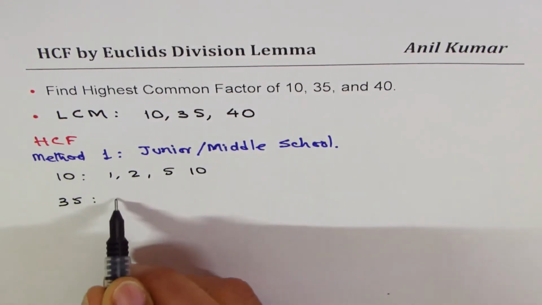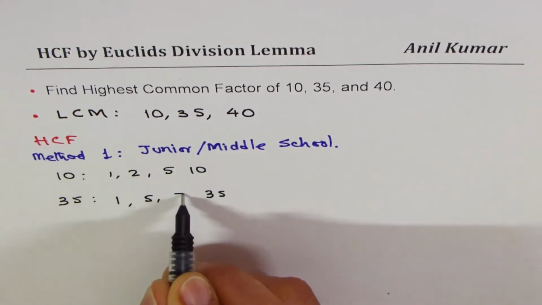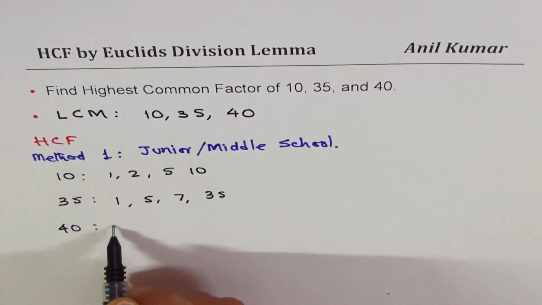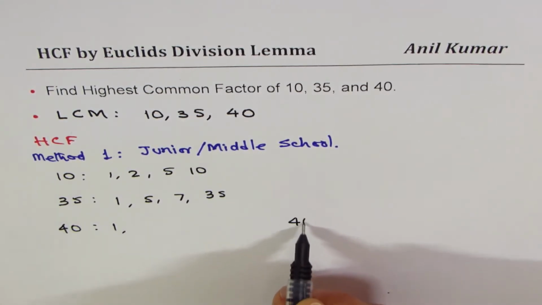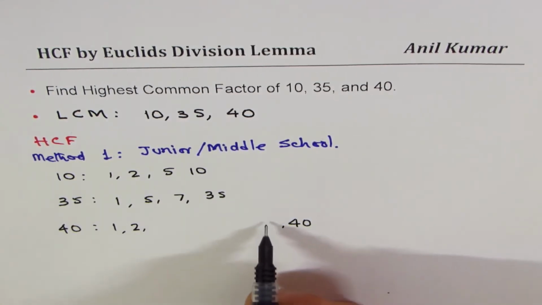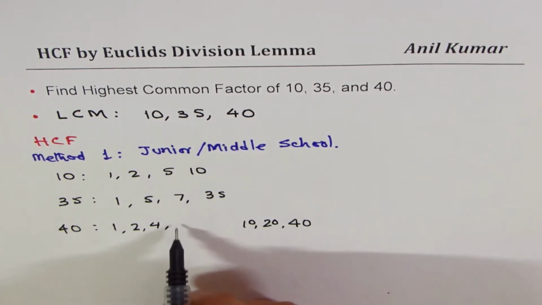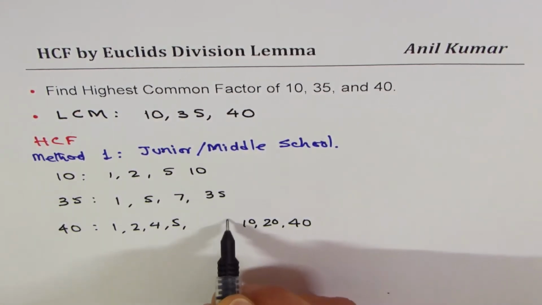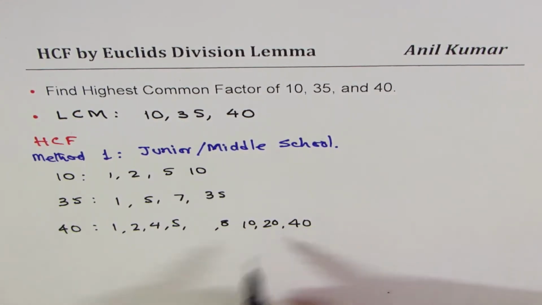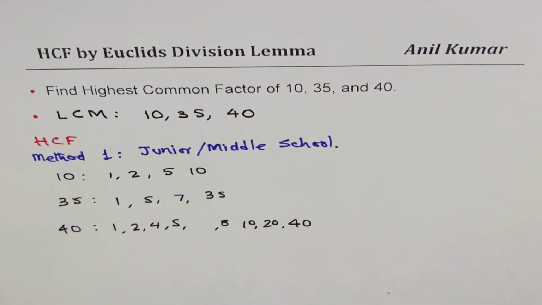For 35, we have 1 times 35, and we know 5 times 7 is 35. For 40, the factors are 1 times 40. There are many factors for 40. We could have 2 times 20, right? 4 times 10. Okay. 5 times 8. And then 8 times 5. So these are the factors.